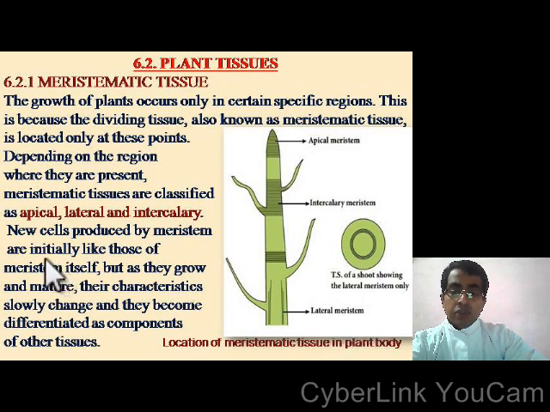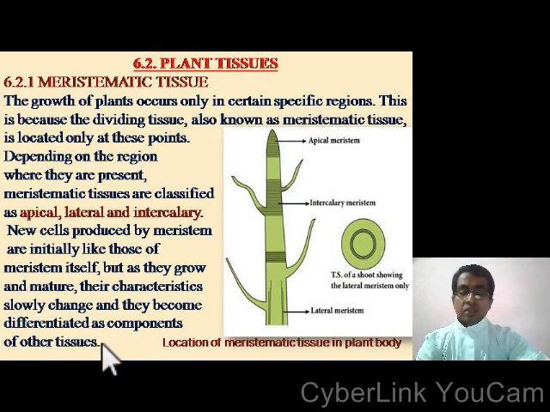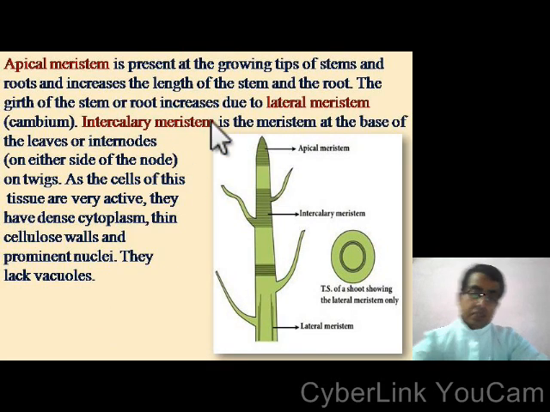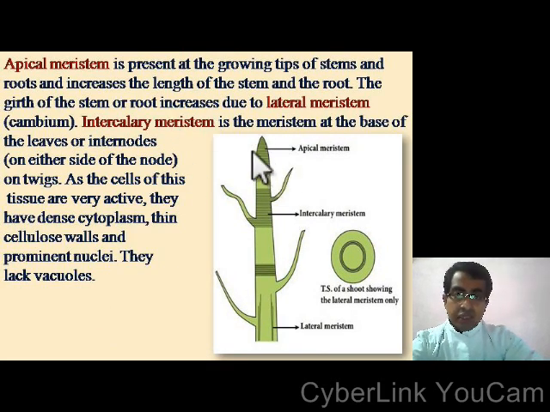New cells produced by meristem are initially like those of meristem itself, but as they grow and mature, their characteristics slowly change and they become differentiated as components of other tissues. The apical meristem is present at the growing tips of stems and roots and increases the length of the stem and the root.